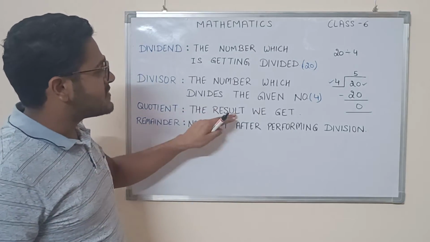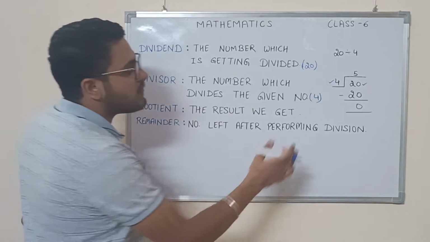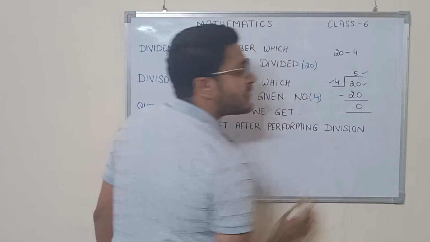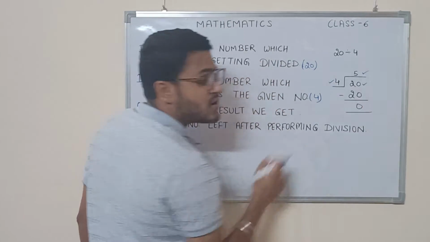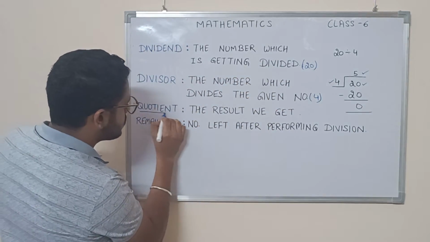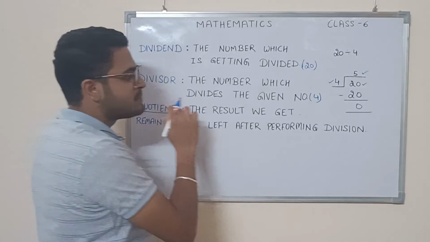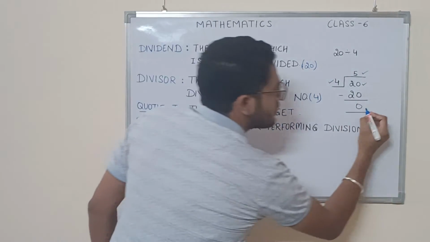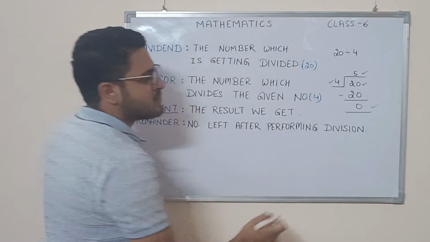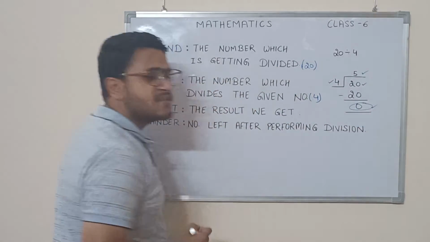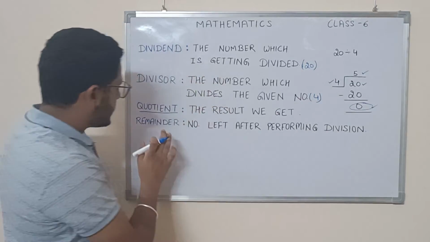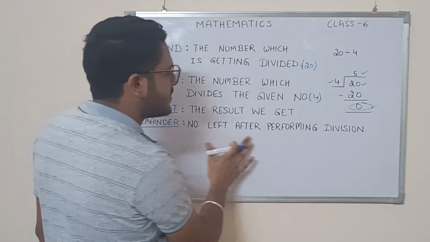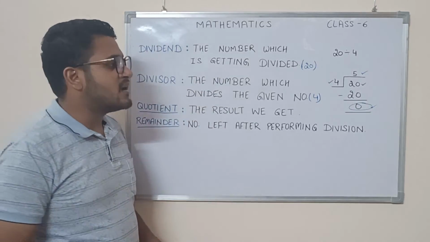Third is quotient. Quotient is the result that we get. Now when we divided 20 by 4, what did we get? 5. So 5 is the quotient. And when we did all this division, we are left with the final number, which in this case is 0. 0 is what? Remainder. Remainder is a number left after performing the division.